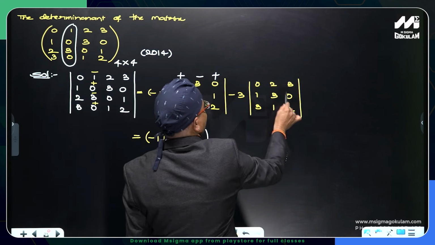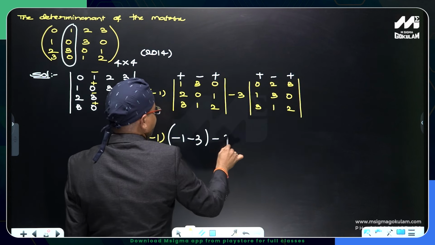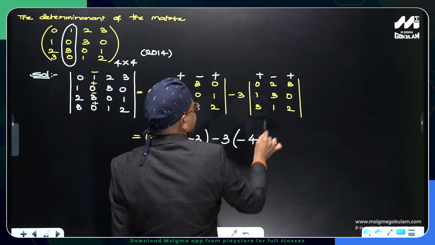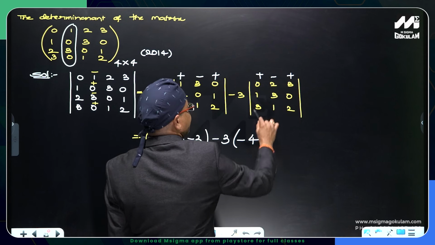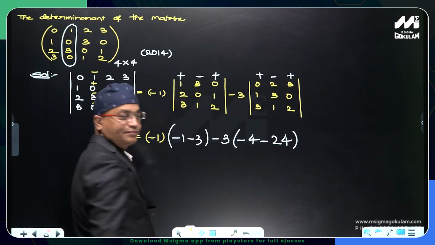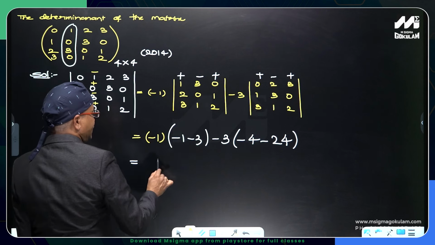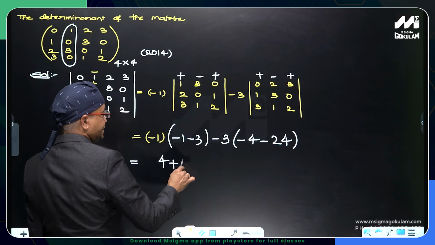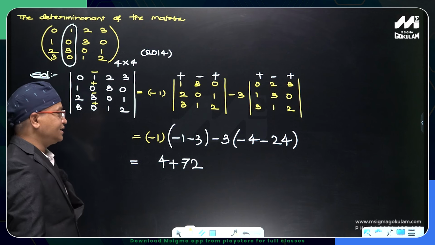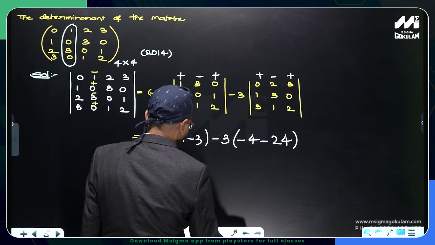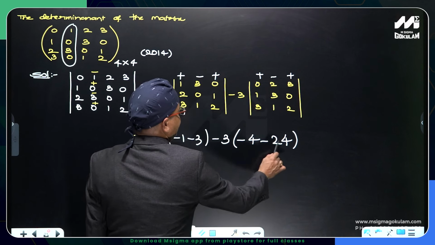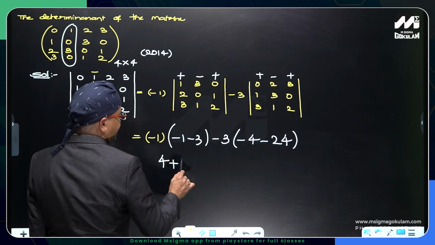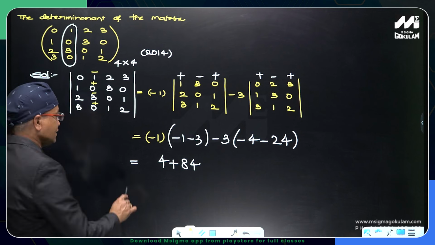Next also, utilize this 0 or this 0 to expand. So, already minus 3 is there. 0 into neglect. Minus 2 into 2 minus 0. 2 into minus 2, minus 4. 3 into 1 minus 9, minus 8 into 3, minus 24. So, simplify. So, minus 4 into minus 1, plus 4. Minus 28 into 3, minus 3, 72. Wait a little. So, minus 28 into minus 3. So, plus 28 into 3. 84. So, what is the final answer? 88.